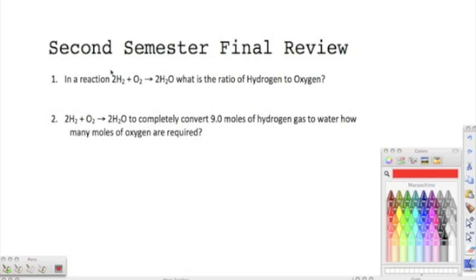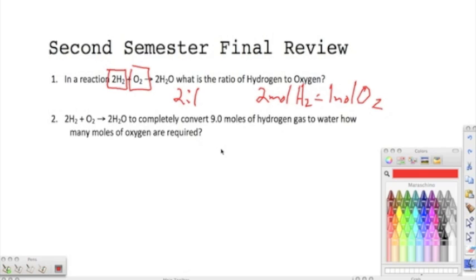Okay, we know the mole ratio because we look at the coefficients. That's the number in front of the formulas. For hydrogen we see that we have a 2 in front. So there's a 2 coefficient, and then oxygen doesn't have a number, so therefore it's an understood 1. So the ratio would be a 2 to 1, or we could write it as 2 moles of hydrogen to every 1 mole of oxygen.